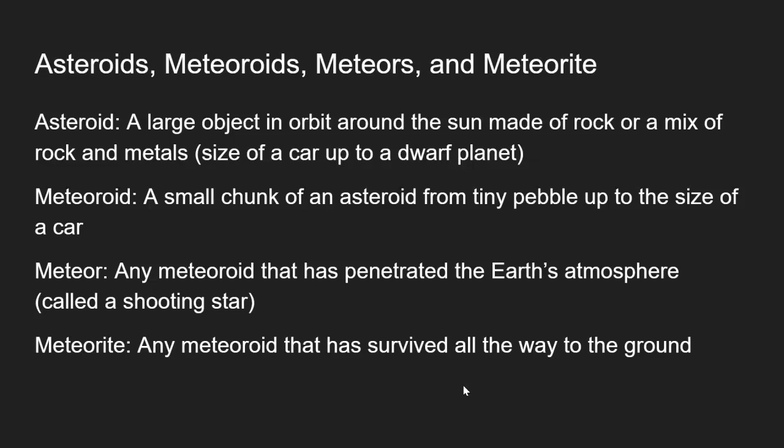A meteoroid is a smaller chunk, usually something broken off an asteroid. It can be anything from the size of a small pebble up to the size of a car. So it is basically a small asteroid.